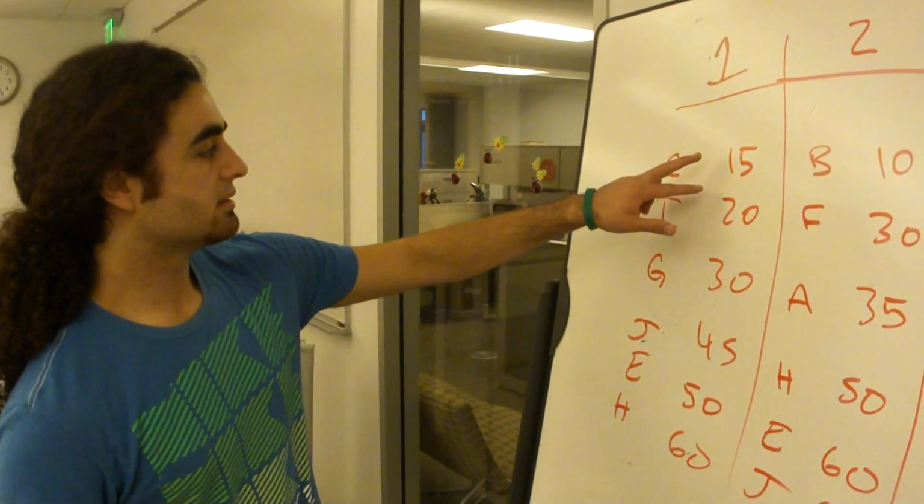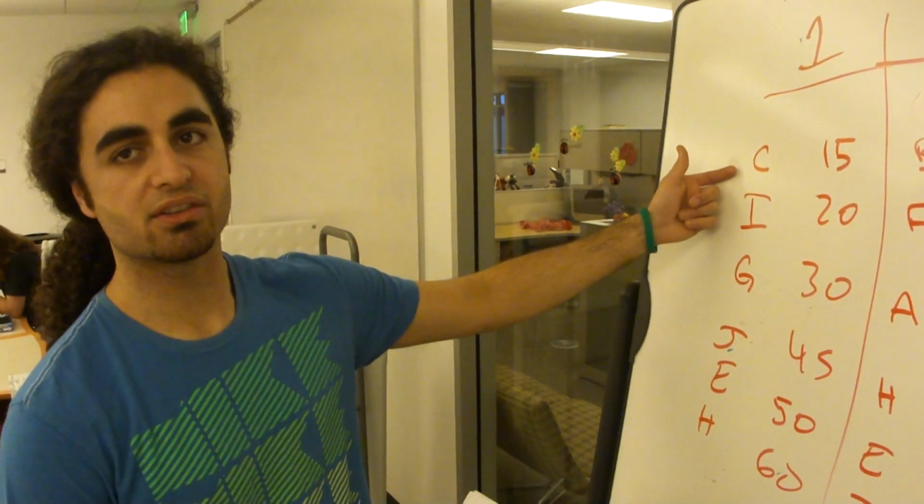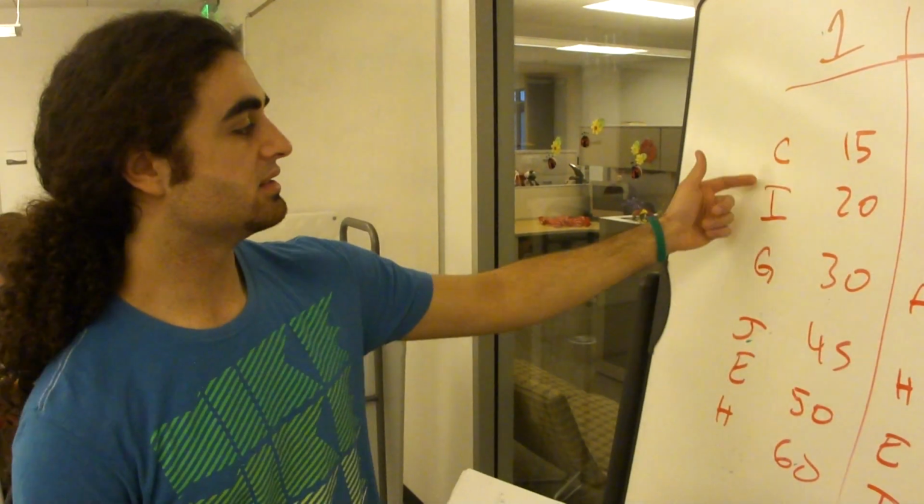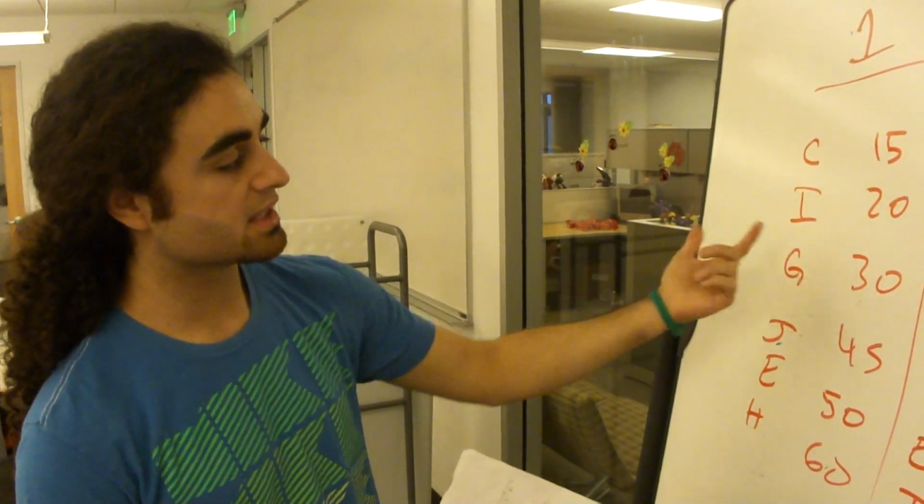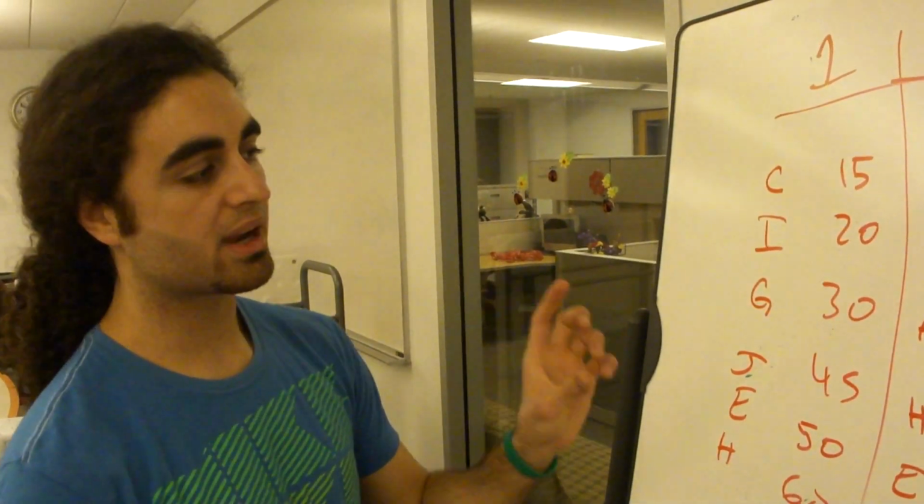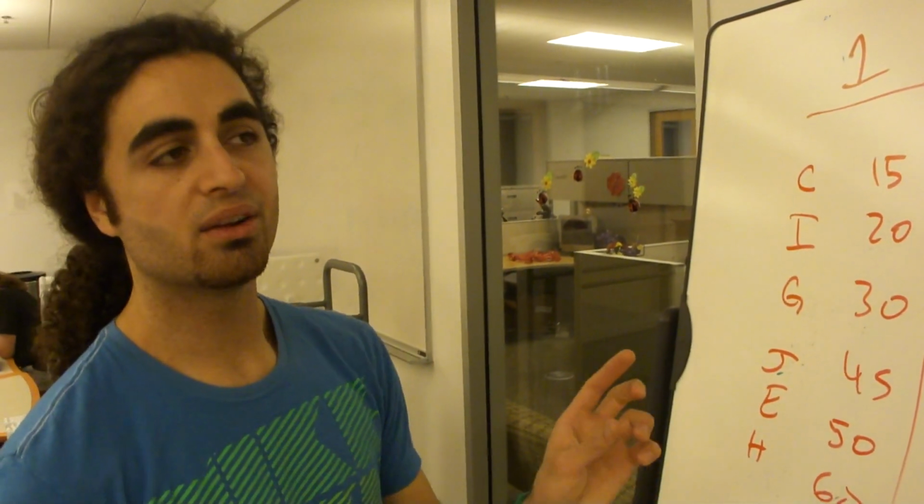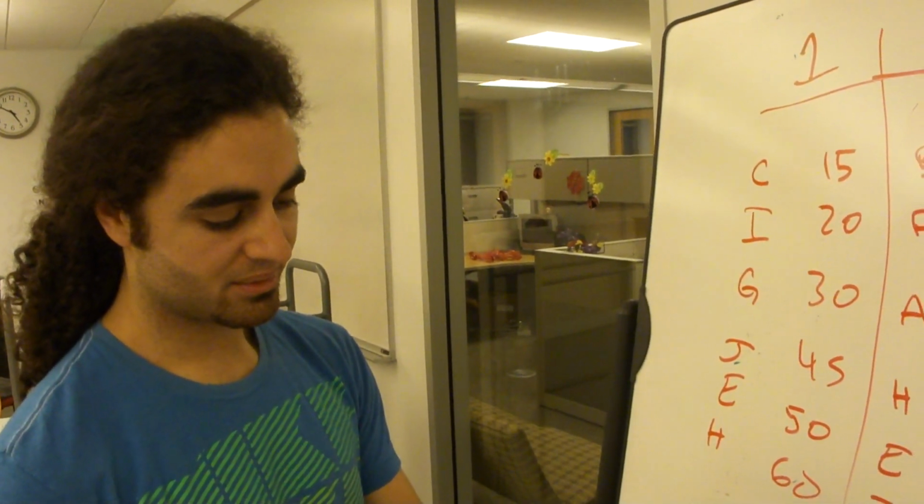So basically this means gene C came 15 minutes after transfer started. Gene I came 20 minutes after transfer started. Gene G came 30 minutes after transfer started. And when we say transfer, what are we talking about? From what to what? From bacteria to bacteria. Remember, this is a recombination, from bacteria to bacteria.